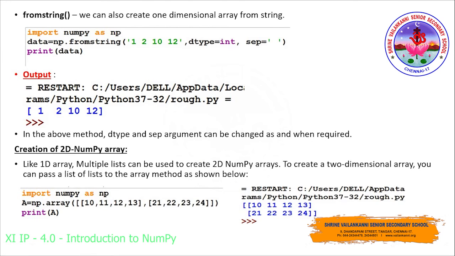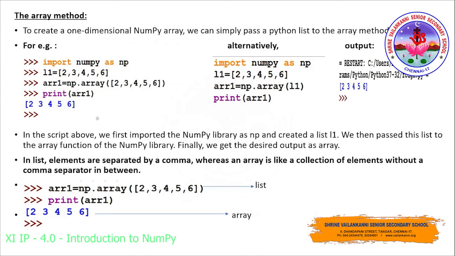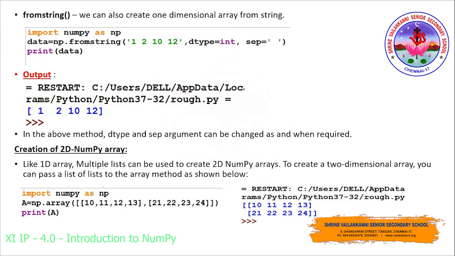Clear? And now we have discussed how to create a one-dimensional array by passing a list to the array method. Now let us see how to create a one-dimensional array from a string. It is also possible to create a one-dimensional array from a string. If you see here, as usual, import statement, data is a variable, np.fromstring is a method, and inside this method, see what are the parameters that I have given. So 1, 2, 10 and 12. These values I have given within this method as a string.